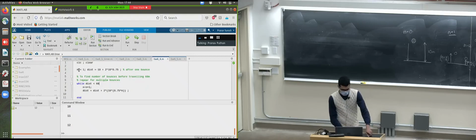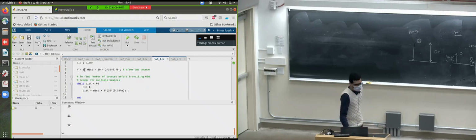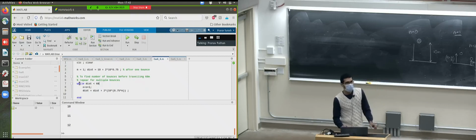So initially, when n is 1, the distance covered is, as you can see, 10 plus 2 times a quarter of 10, right? And then you keep adding this distance over and over, and you can actually get that expression. So the best way to implement this is just using a while loop. You can also try using a for loop and an if statement, but that would be slightly harder.